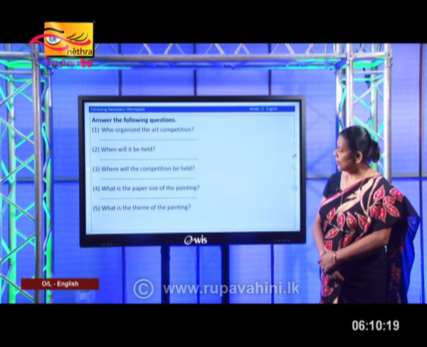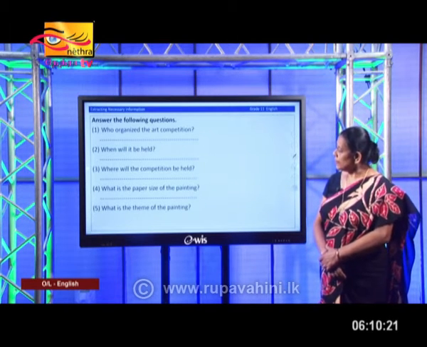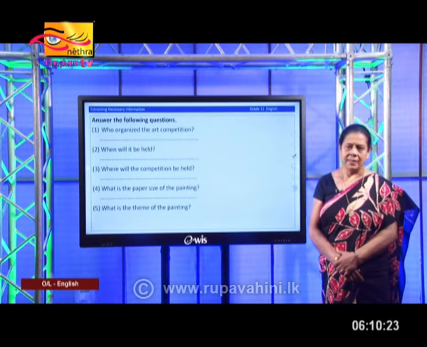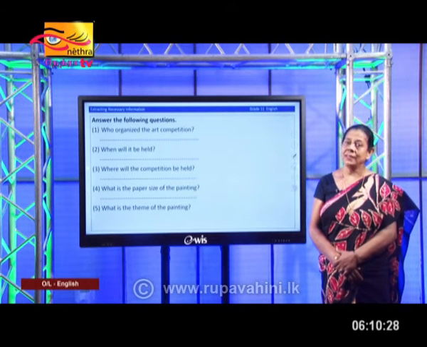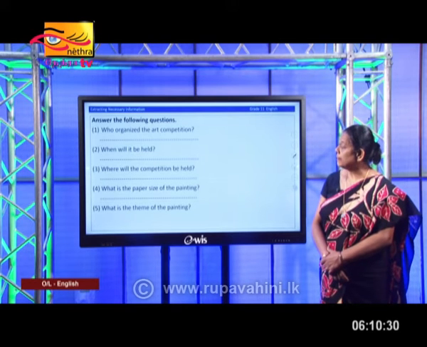Right, the fourth one. What is the paper size of the painting? It is given in the notice. Children, you have to read it carefully. What is the paper size of the painting?